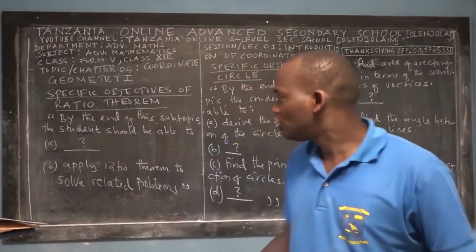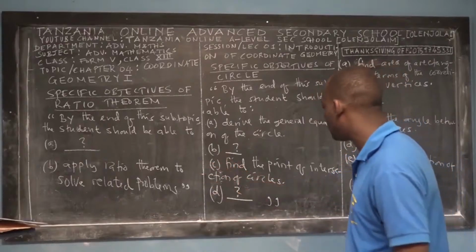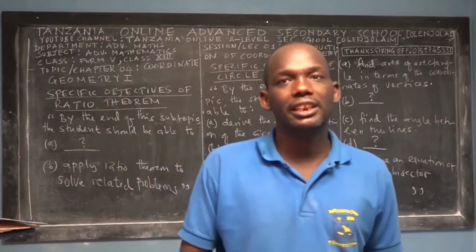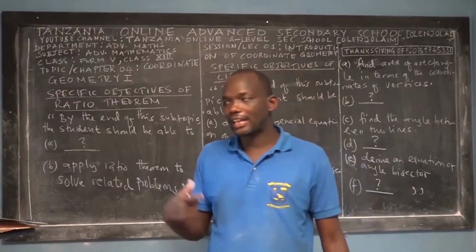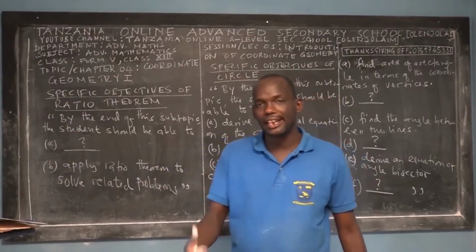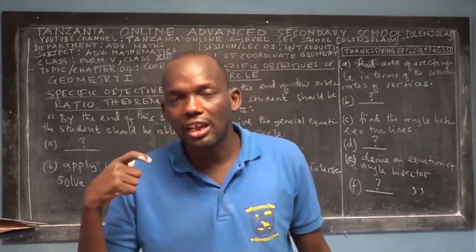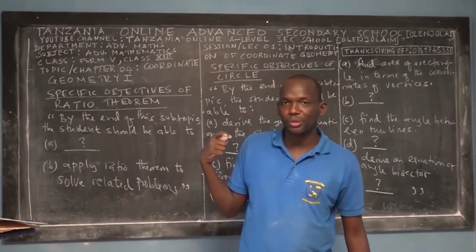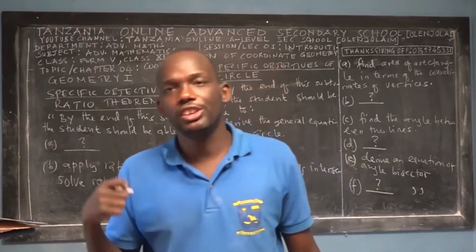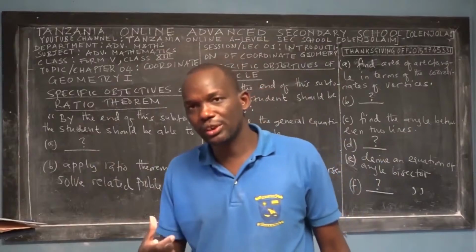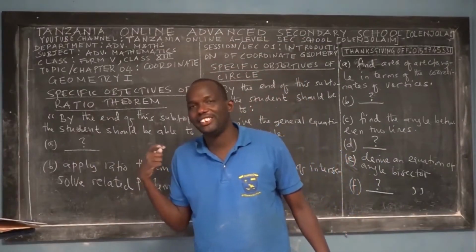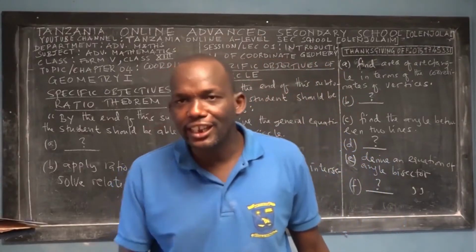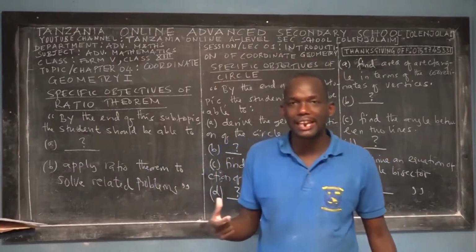So, in total we have 6 plus 2, that makes 8, and plus 4 makes 12. There are 12 specific objectives that the Tanzania Institute of Education has laid out for the students to cover and understand well the topic of coordinate geometry 1. He or she must achieve these specific objectives. It means that the student should be able to meet these specific objectives at the end of the topic of coordinate geometry 1.